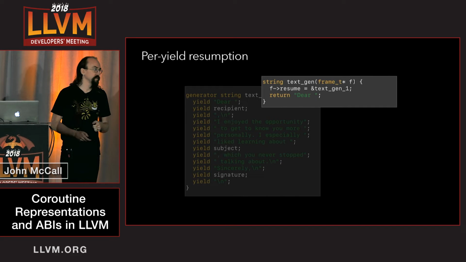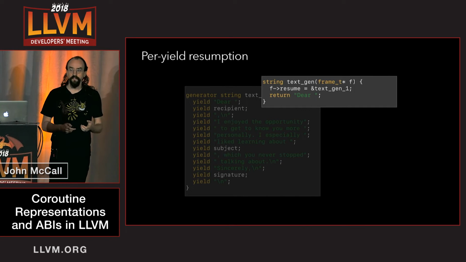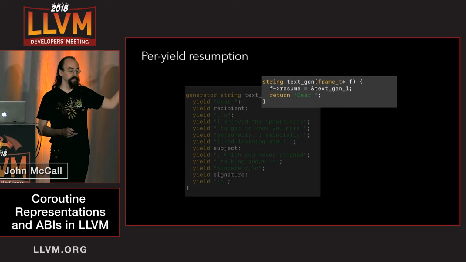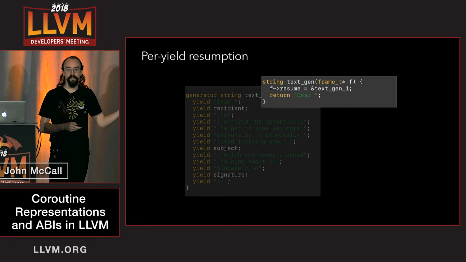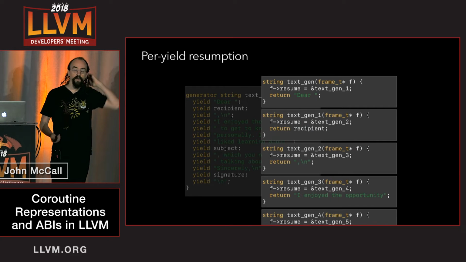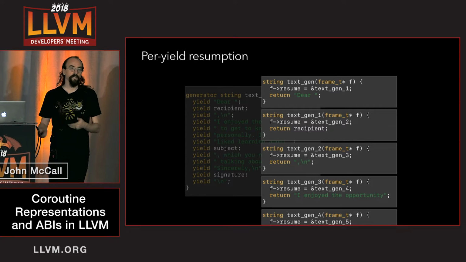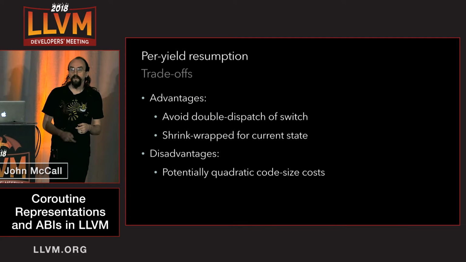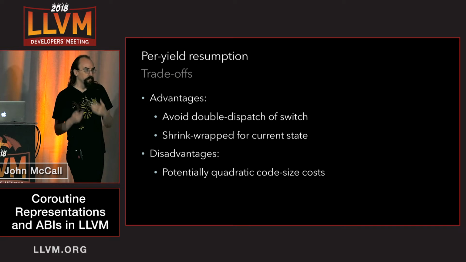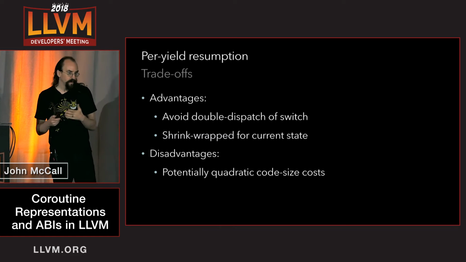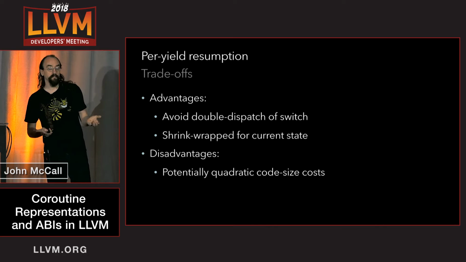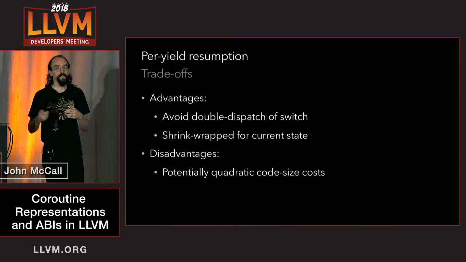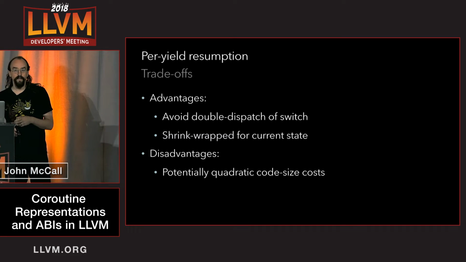The alternative to this is per yield resumption functions. So again, we've got the special ramp function that takes the original parameters. But then instead of having a single resumption function, we've got one for each yield site, which means that when we resume, we resume exactly where we were. The advantage of that is it avoids that double dispatch if you actually were going to do it because you had multiple yields. But it's got some disadvantages about code size and some other complexities.